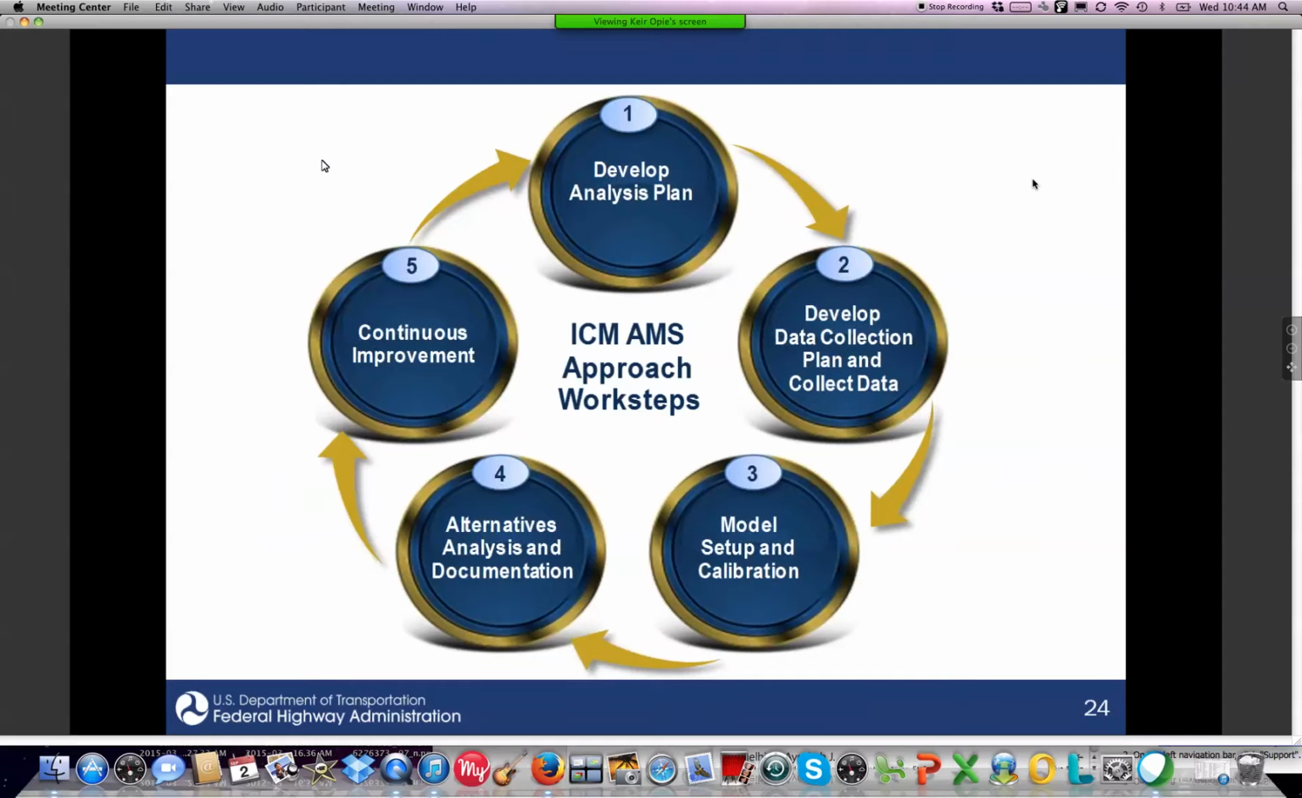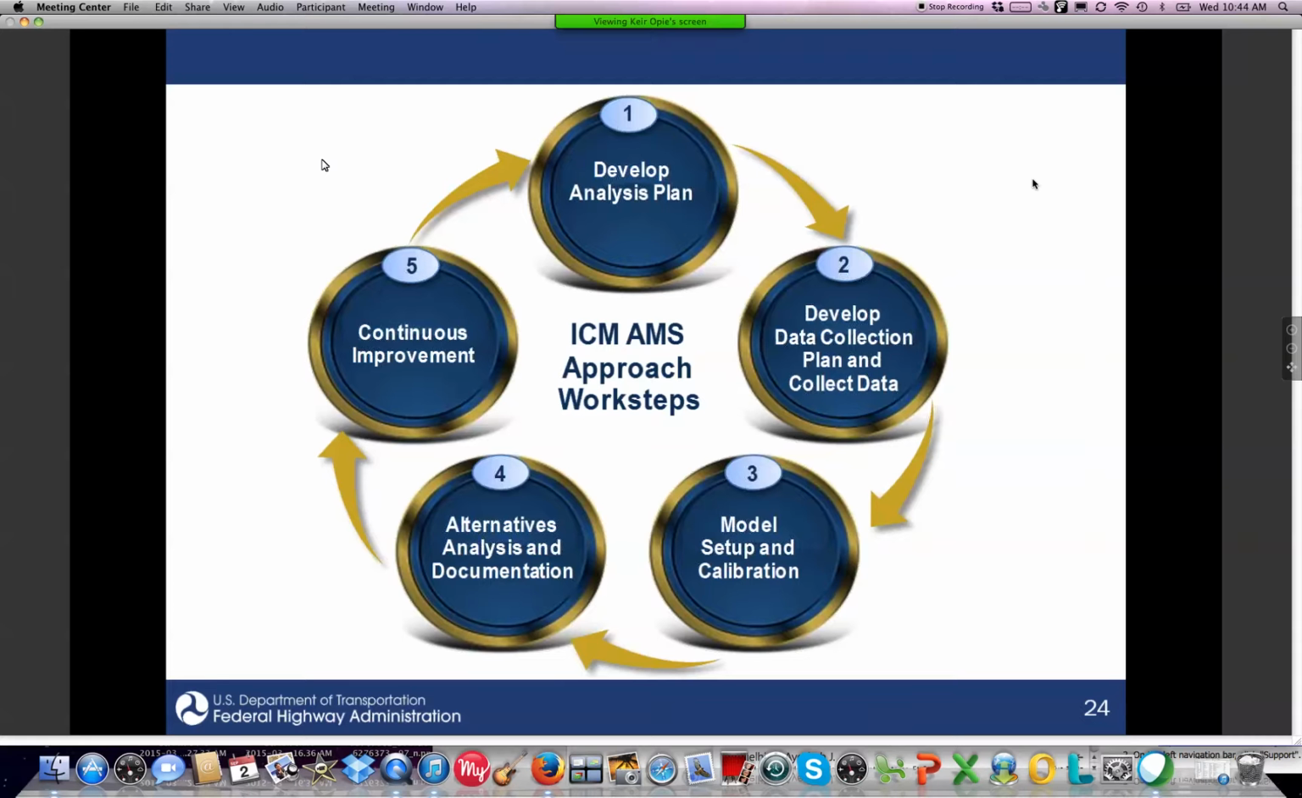So the 5 main work steps within the AMS process. First and foremost, you develop your analysis plan. You have to have a sense of where you're going, how you're going to get there. This goes back to a systems engineering approach as well. You have to lay out and think about what you're doing before you do it, otherwise you're going to make mistakes, and it's going to be more costly down the road.